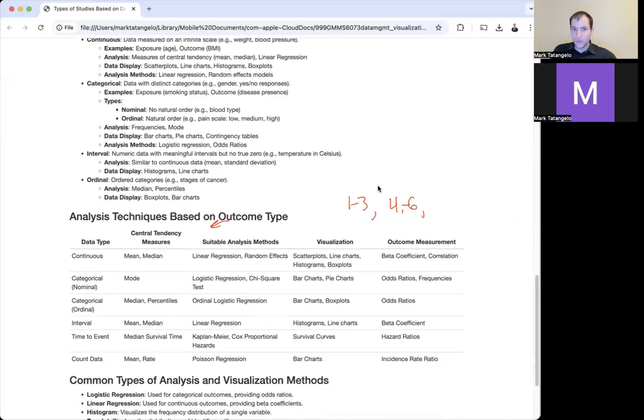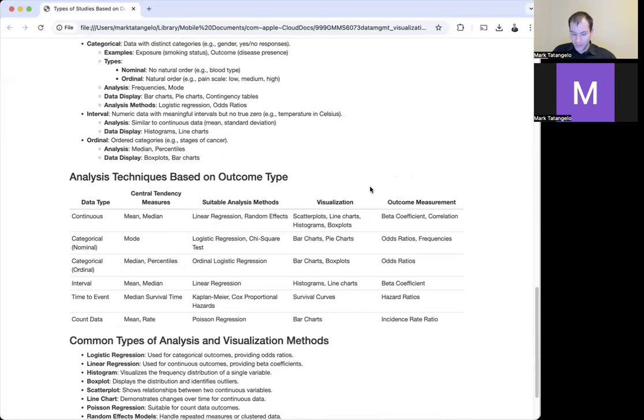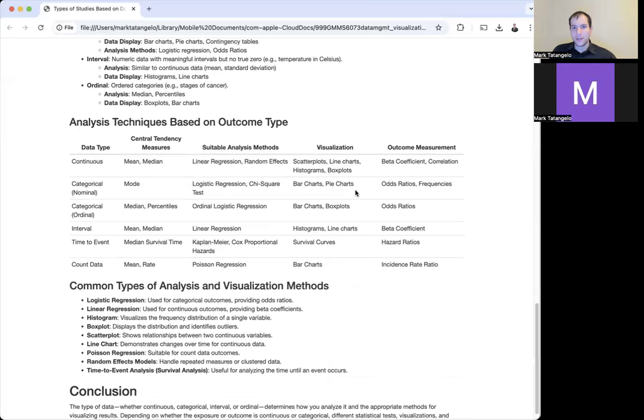Now, I've chosen to show you a nice summary table here. So your type of data will affect your measures of central tendency, your analysis method, your visualization method, and your outcome measurement. So it's really integral. When we start doing a data analysis in the following lectures, that the first thing we're going to do is to identify our data types, and we're going to let that inform what kind of analysis we can then do.